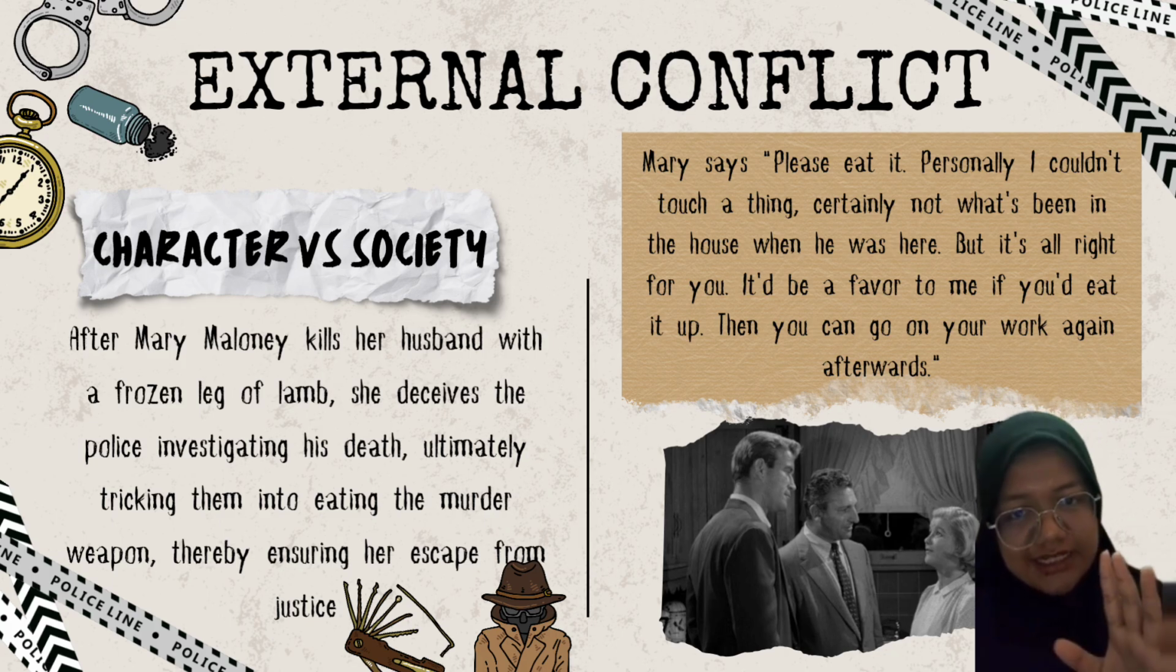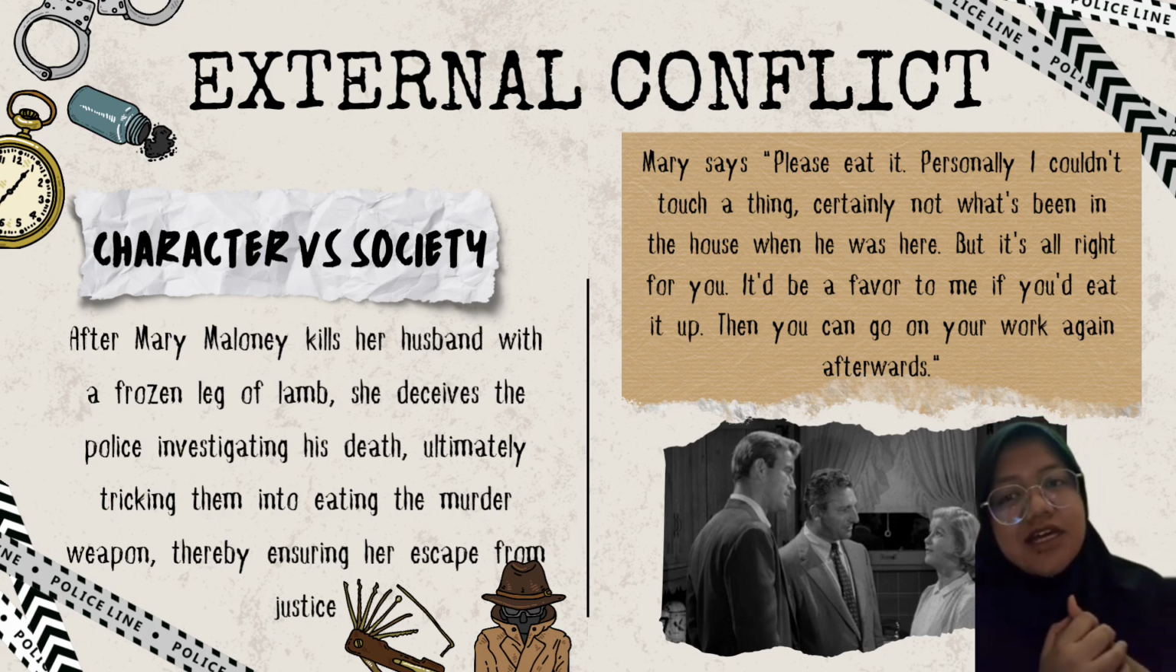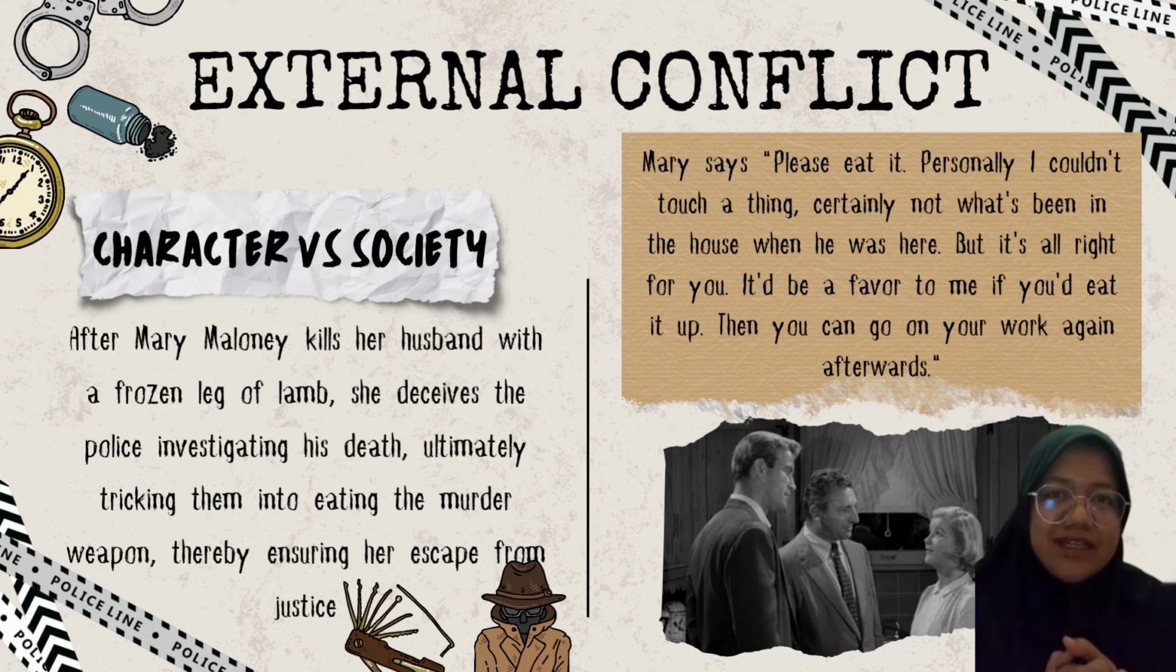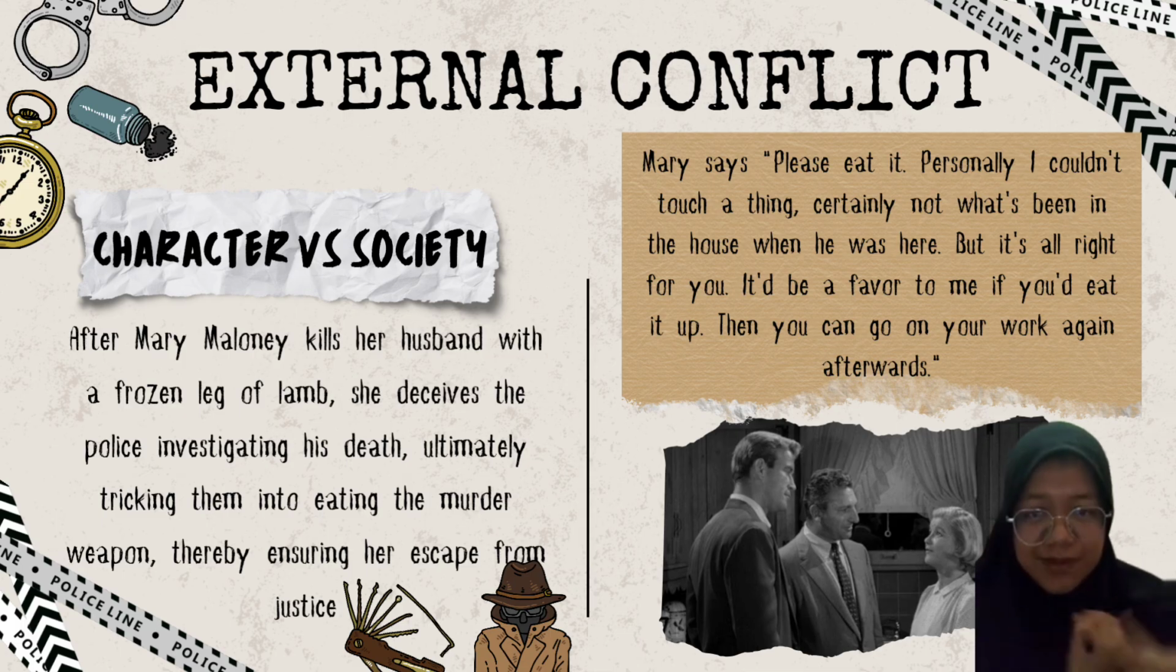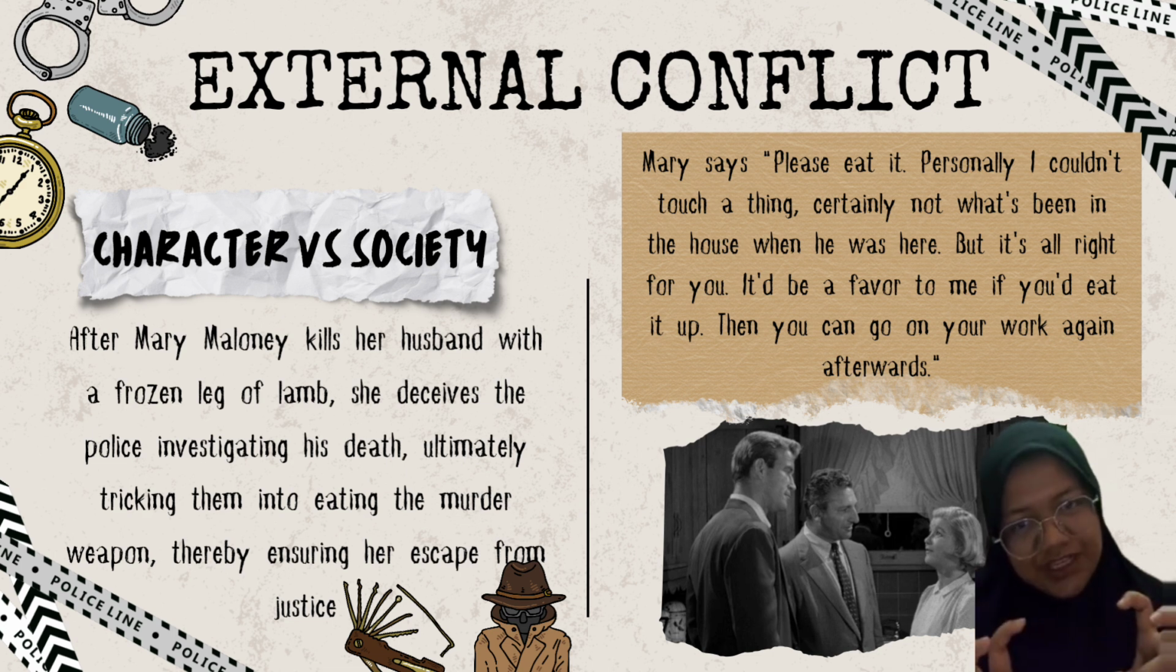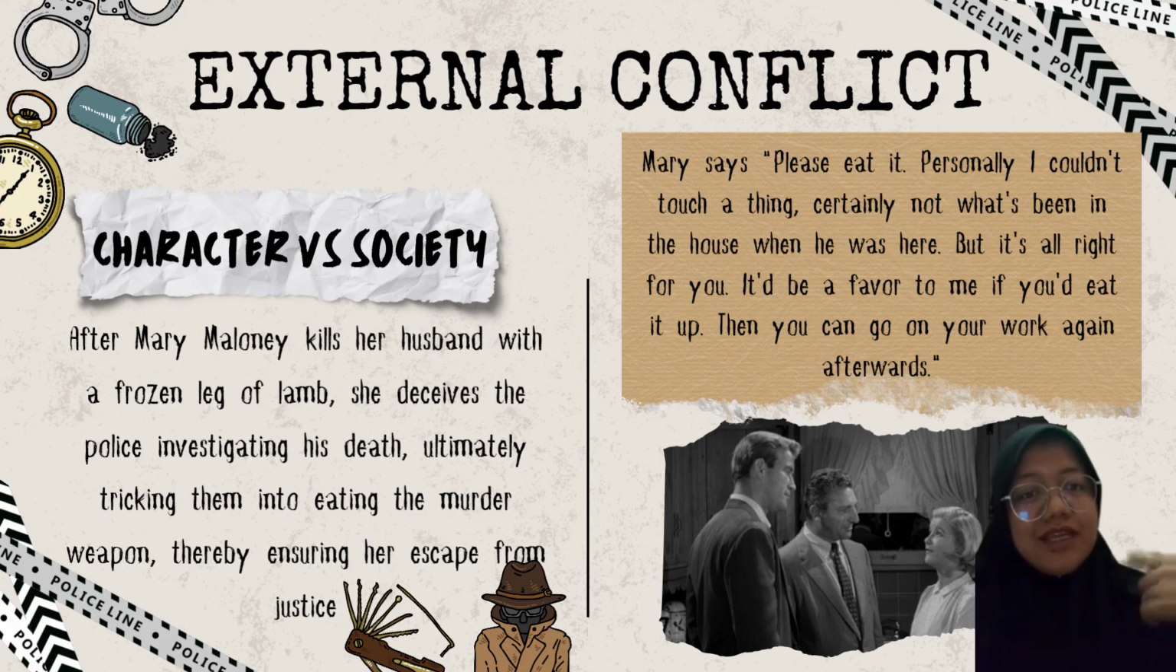not the killer. Okay, so here, she is dealing with the police to not get caught, because she is actually the killer of Patrick. It is actually herself, but she is using the frozen leg of lamb that she already cooked, and serves it for the police to eat it and make it disappear.